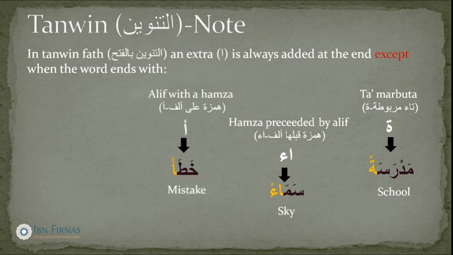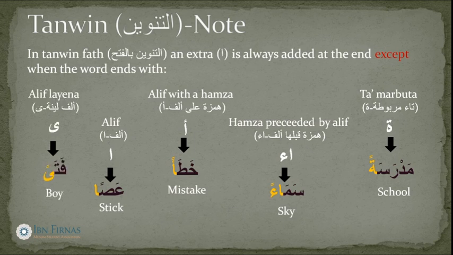Third case is when there is an alif with a hamza above it. That is without the tanween, this is khata'. With the tanween, it's khata'an. Fourth case is when there's an alif at the end of the word, and this alif is native to the word. So without the tanween, this word is asa, and then with the tanween, it's asan, means stick.